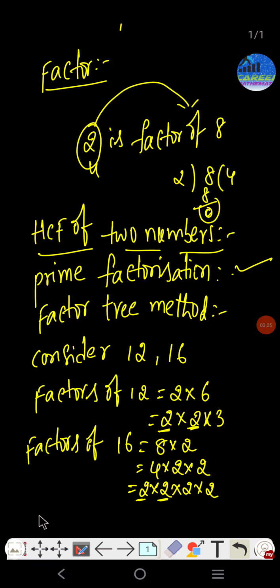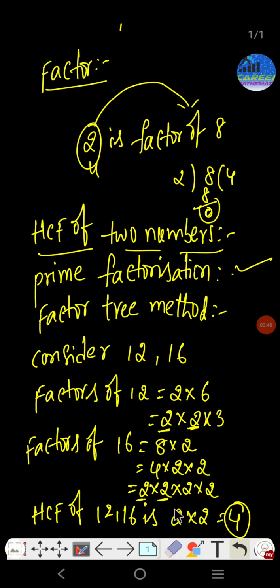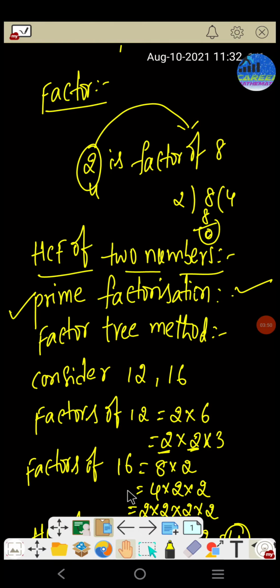That means HCF of 12 and 16 is: from this we can take one 2, and from this we take one 2. That means 2 twos are 4. So 4 is the HCF of the given two numbers. We are finding the HCF of two numbers using the prime factorization method. To understand this, we can take one more example.